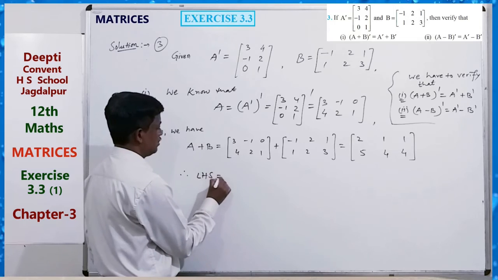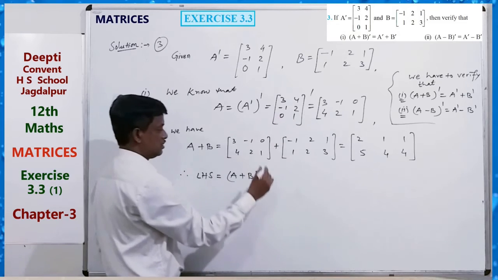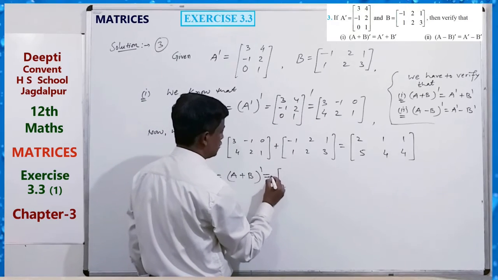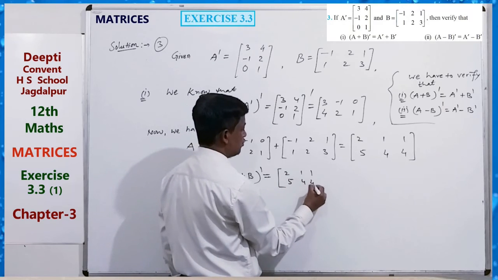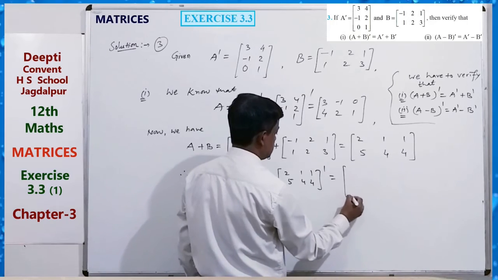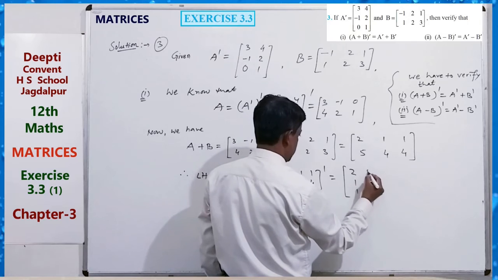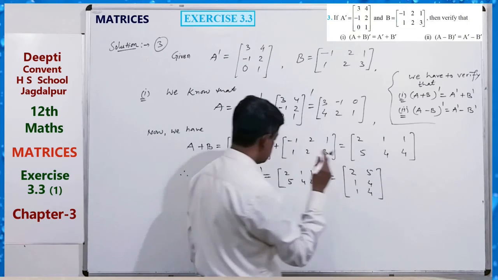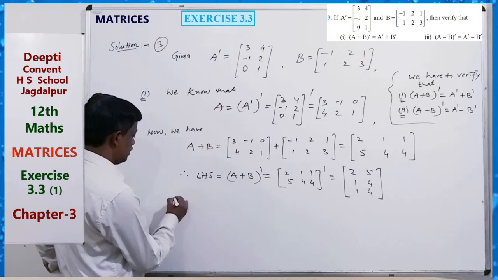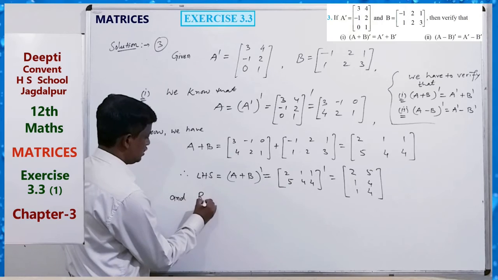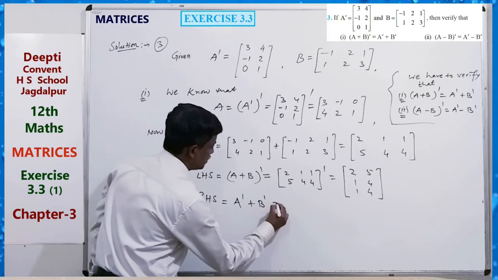Therefore, the left hand side, (A plus B) dash, is the transpose, row to the column: 2 1 1 5 4 4. This is (A plus B) dash, the left hand side. Now the right hand side is A dash plus B dash.